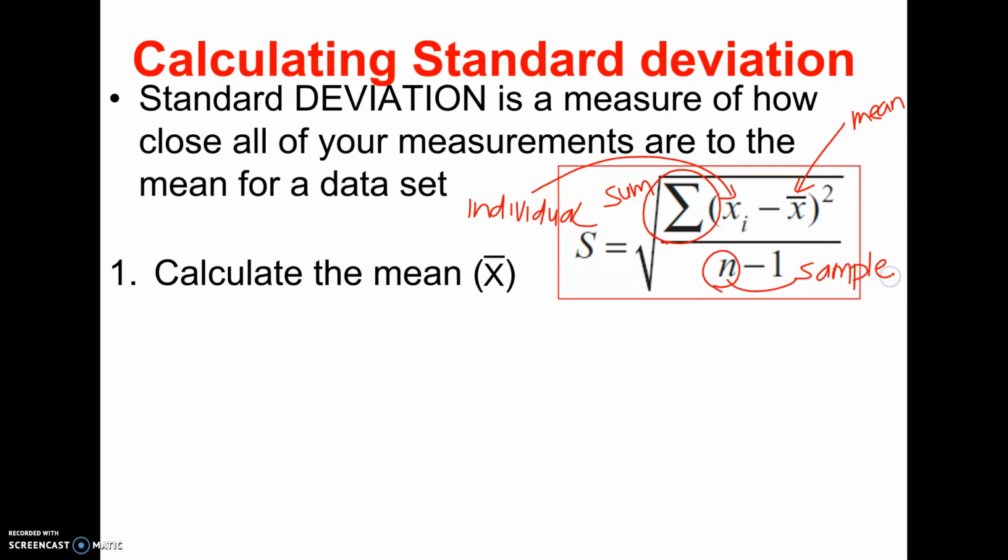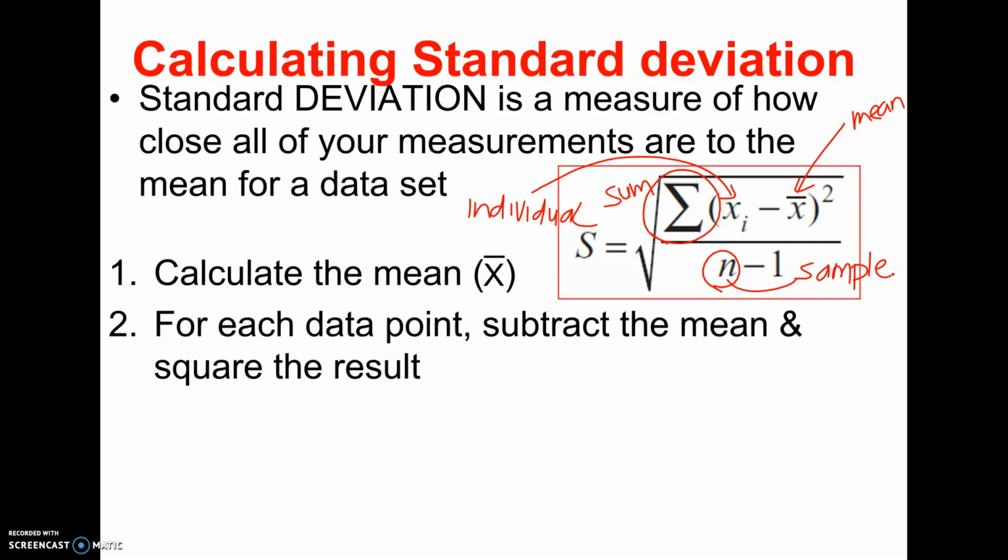So let's walk through how you would do this. Step 1, you have a set of numbers and you calculate the mean. Step 2, for each individual data point, these are your x sub i's, you're going to subtract the mean from that, and you're going to square the result. This is the step that's time-consuming. And in fact, in real life, if you were doing an experiment and you had 50 numbers in your set, you would not do this by hand. And you'll see why when we work one out by hand.